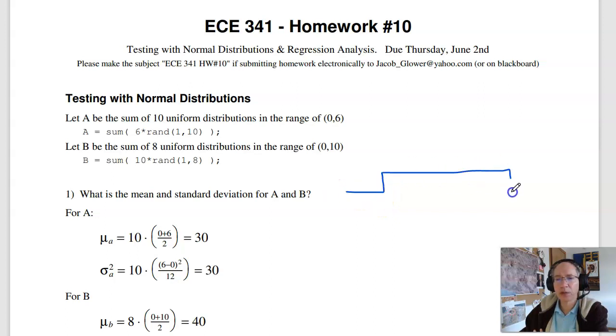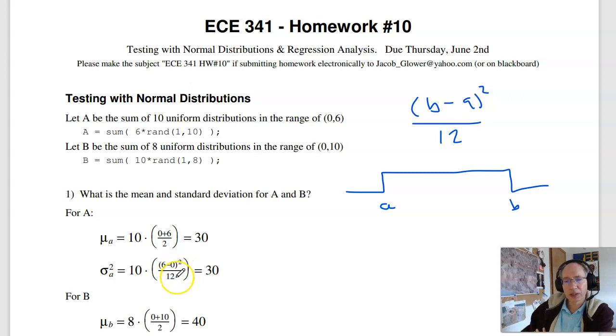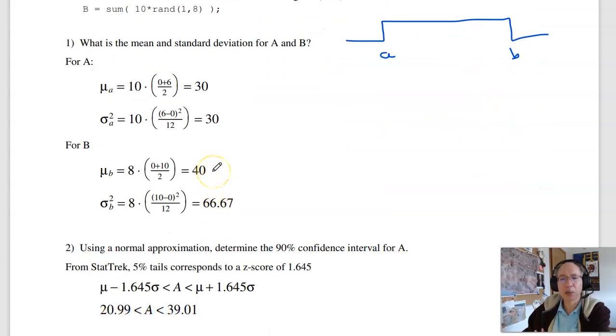Well, for a uniform distribution, so there's A, B, the mean is halfway in the middle. That's for a single one. For 10 of them, the means add. So the mean for A will be 30. The variance is the spread, B minus A squared, over 12. That gives you, for a single one, 6 squared over 12. For 10 of them, times 10, so the variance is 30. Take the square root to get the standard deviation. Likewise for B, the mean will be 40 and the variance 66.67.